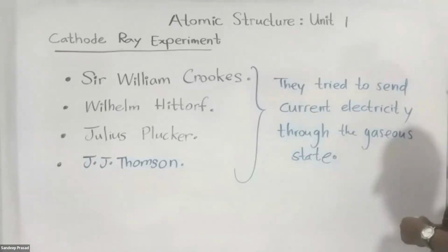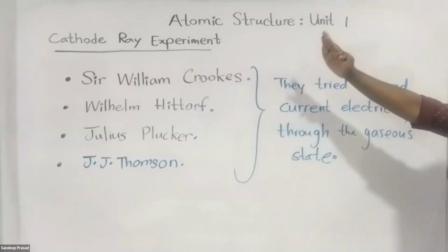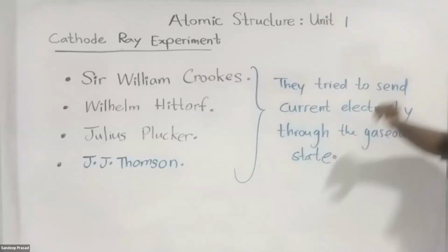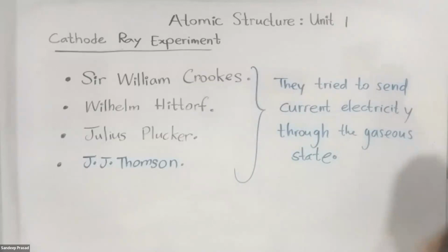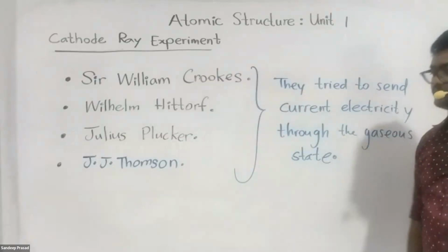So don't worry, I have mentioned these things in the tutorial. Since you don't have the tutorial today, you have to note down the special things that I'm writing on the whiteboard. Okay. So what are the four scientists' names? Sir William Crookes, Wilhelm Wittorf, Julius Plucker, J.J. Thompson. What is their contribution? They tried to send current electricity through the gaseous state. Okay? Right. So Sir William Crookes is the leader of this group. He tried to construct an instrument. Now we are going to discuss that instrument. Quickly note down these four names.